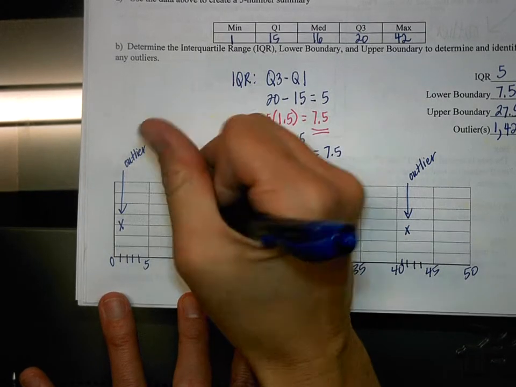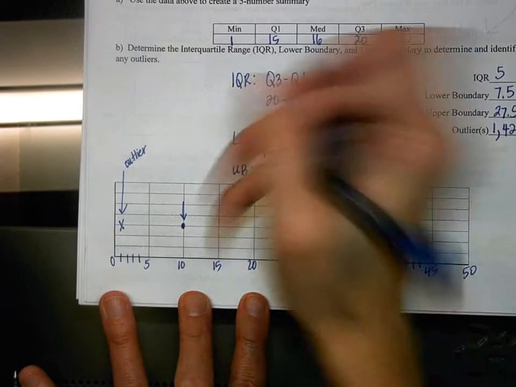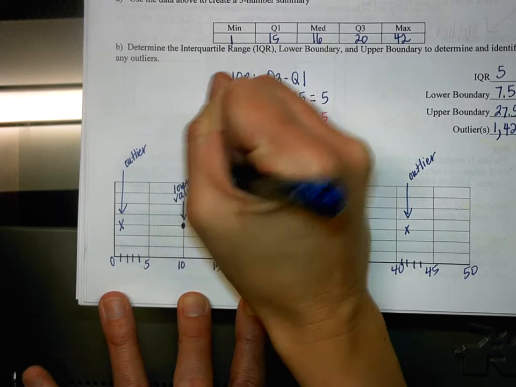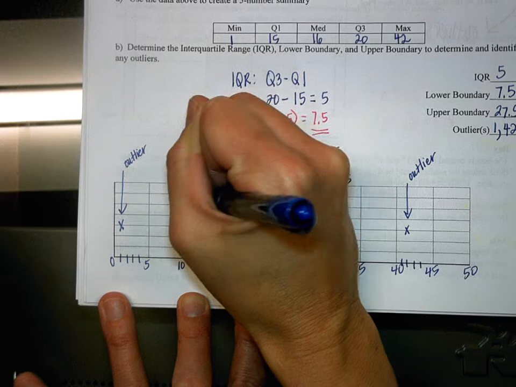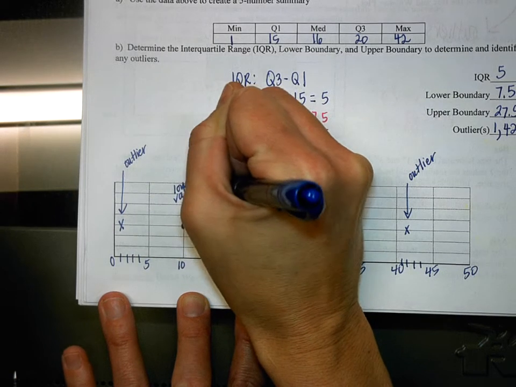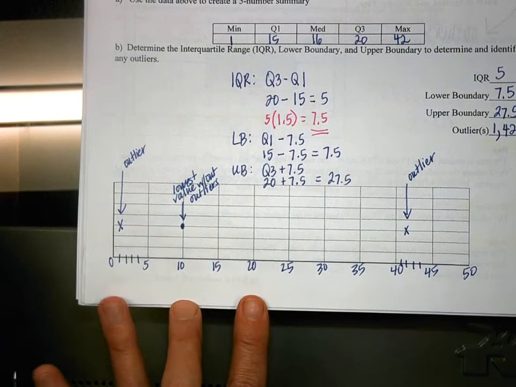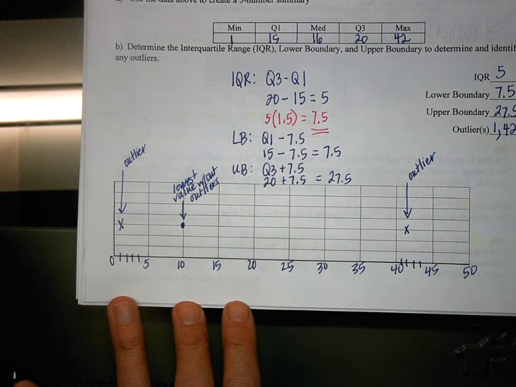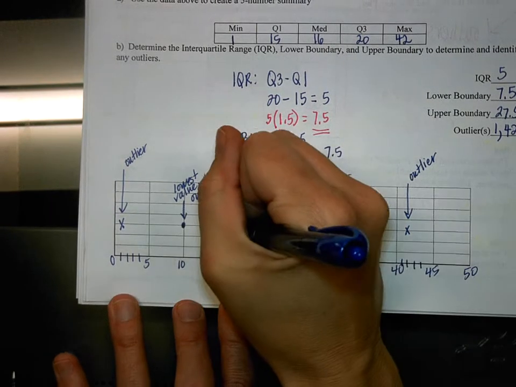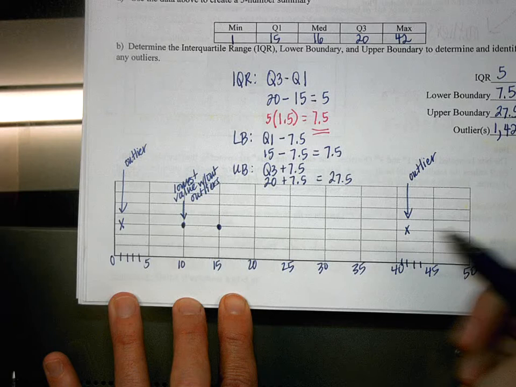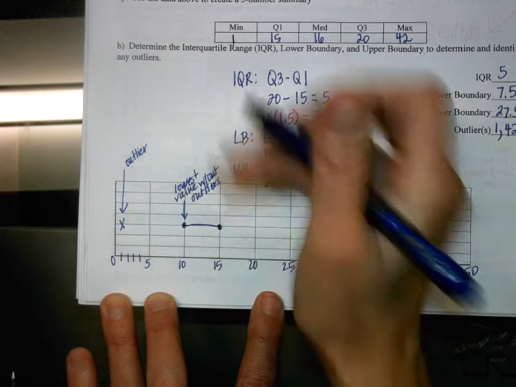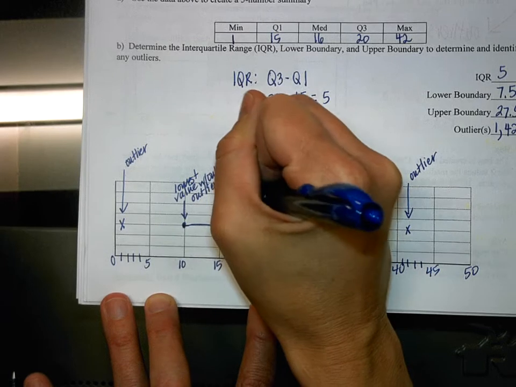And if you want to, you could put lowest value without outliers. Okay, the next one we're going to mark is our Q1, and what is my Q1 value? 15. Okay, so we're going to put a point at 15, and you always connect your lowest value to Q1. Okay, and we can go ahead and mark that as Q1.